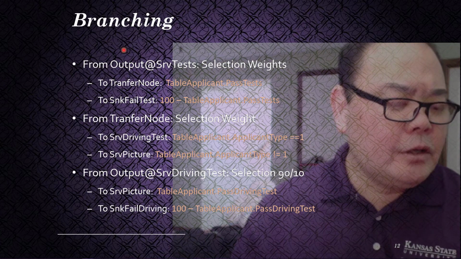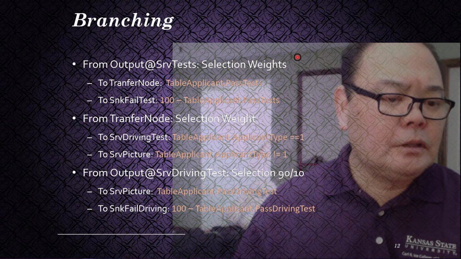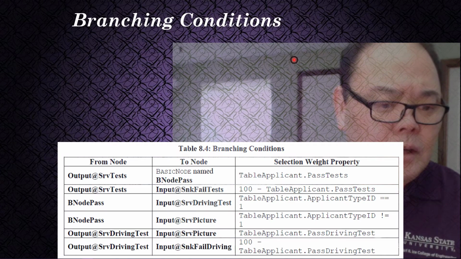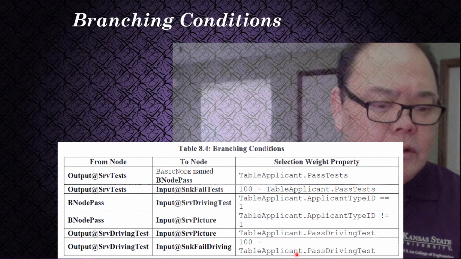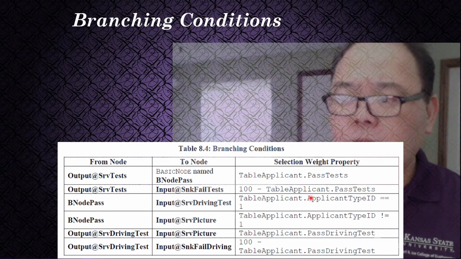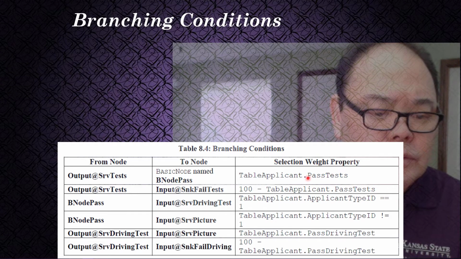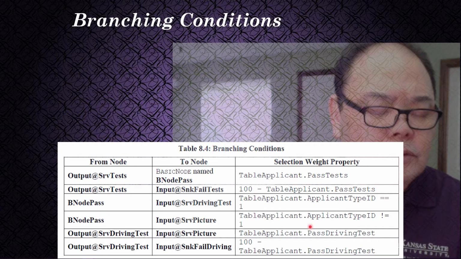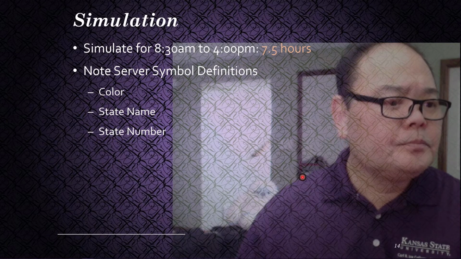So this is the summary of link weights we have for the different branching mechanisms. This branching condition is summarized in this slide. You can refer to the slide for how we're going to do this. Later on, we're going to follow this portion to set up the branching link weight.